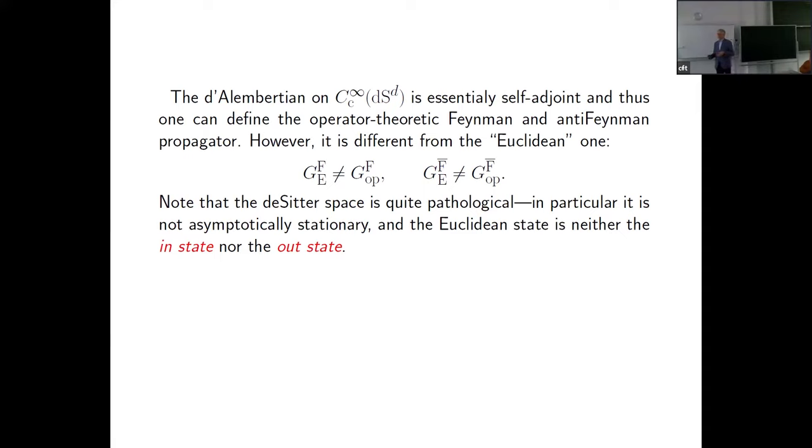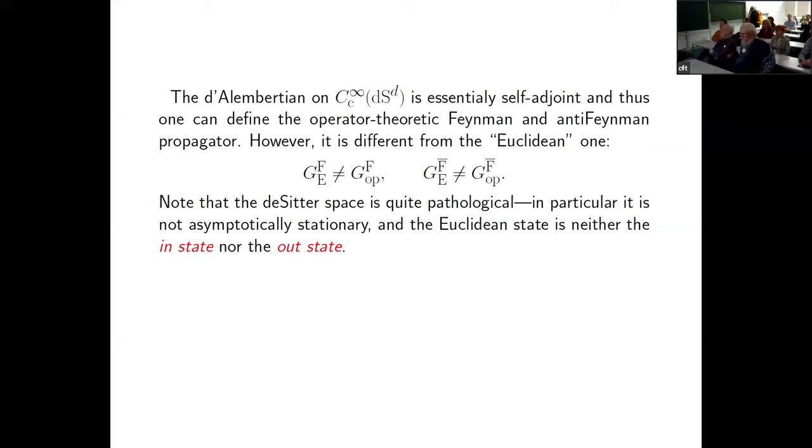As I said, the D'Alembertian is essentially self-adjoint, so one can define also the operator theoretic Feynman and anti-Feynman propagator, which, as you remember, was obtained from the resolvent of the D'Alembertian. Now, a funny thing which actually surprised me and my colleagues very much was that this operator theoretic Feynman propagator is completely different.